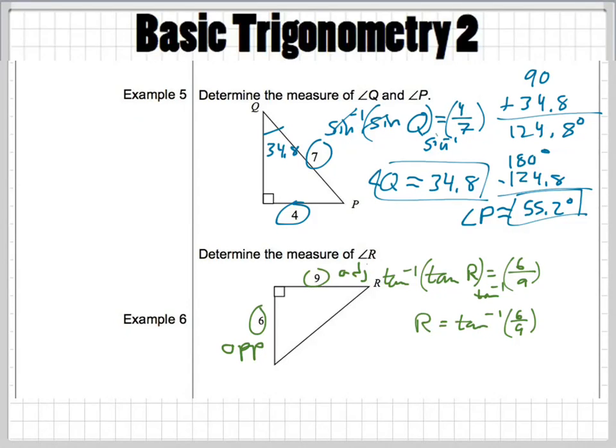Ooh, 6 over 9 is the same as 2/3, but that doesn't matter. Just plug into your calculator. What do you get? Oh, I'm not going to say equals. I'm going to say approximate. And this is angle R. Alright, I got 33.7 degrees. Yay.